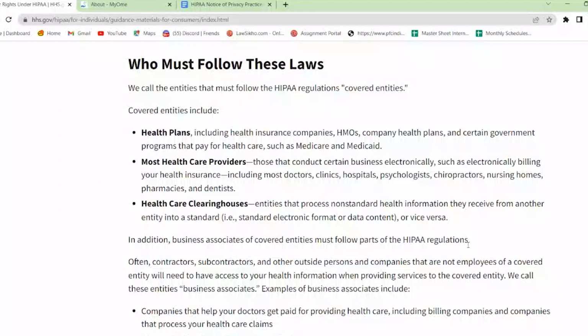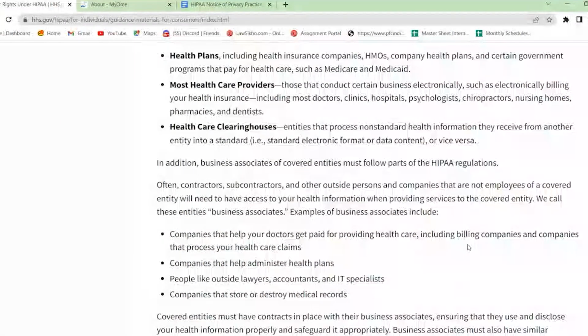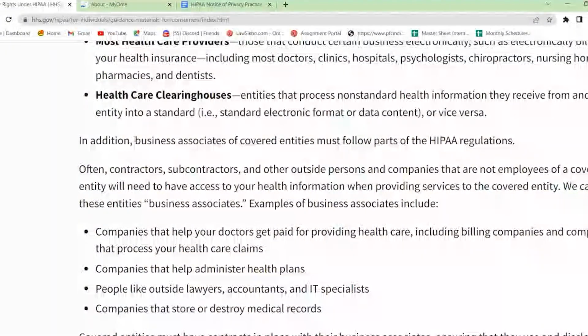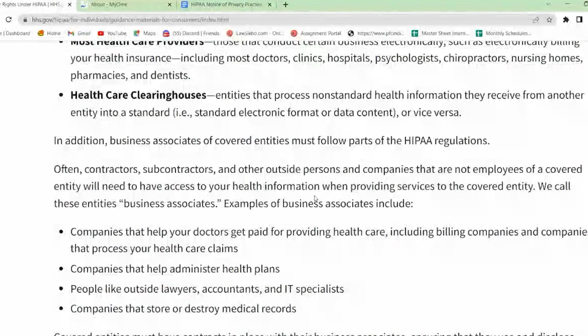Right? Now, in addition to this, as I said, what are the other intermediaries or middlemen that are going to be covered under HIPAA? They are called business associates of covered entities, right? Which means what? Often contractors, subcontractors, and other outside persons that are not employees of the covered entities will need to have access to your health information when providing services to the covered entity. We call them business associates.